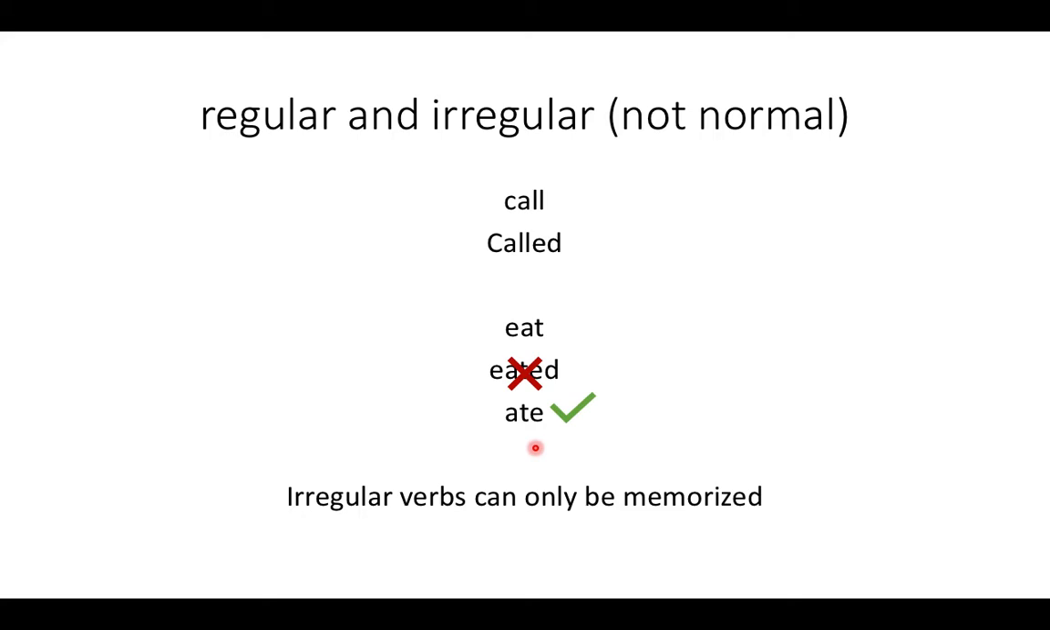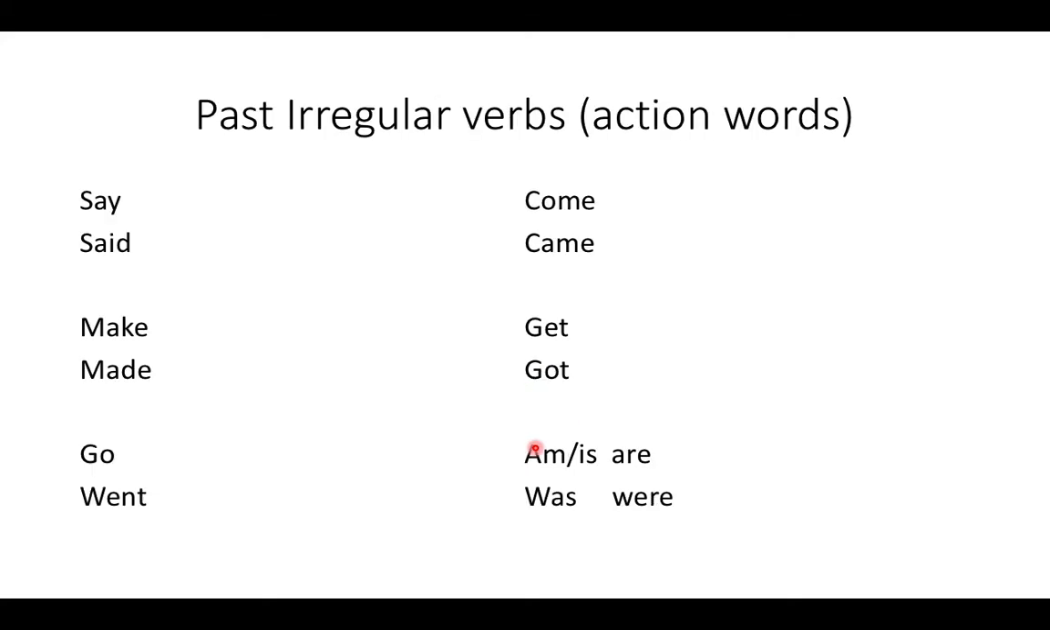So I have a lot of irregular verbs on this slide. A lot of the irregular verbs I use in this lesson today are used a lot by English speakers. So if you were able to memorize the irregular verbs from today's lesson, you would be doing really good. So past irregular verbs are action words.